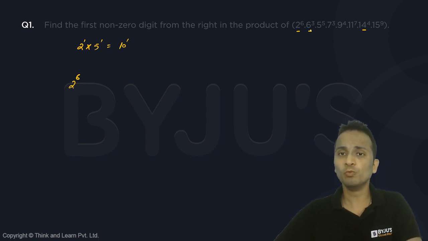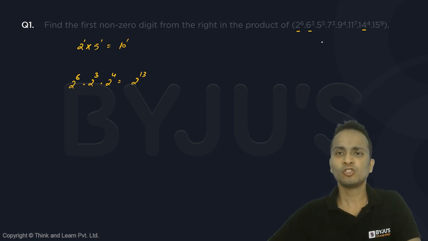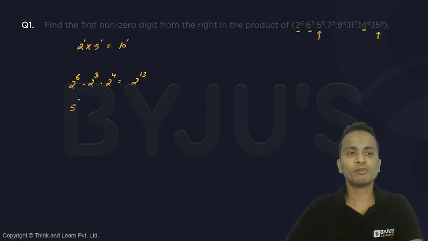Then 6 cube can be written as 2 cube into 3 cube. So it will give me 2 cube, and then 14 raised to the power 4 will give me 2 raised to the power 4. So if I add all the powers of 2, the net power of 2 will be equal to 13. And likewise, I'll extract all the powers of 5. So powers of 5 will be present here in 5 raised to the power 5 and 15 raised to the power 9. So the net power of 5 will be 5 raised to the power 5 multiplied by 5 raised to the power 9, and that is 5 raised to the power 14.